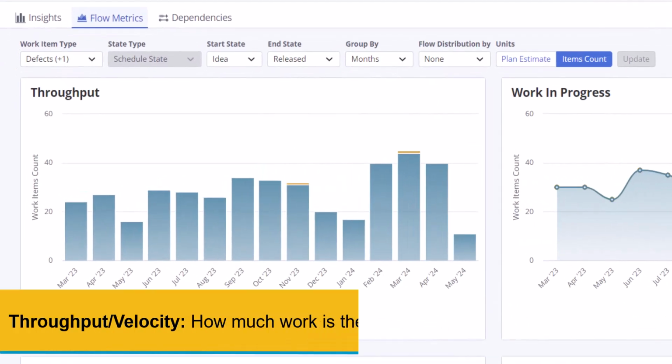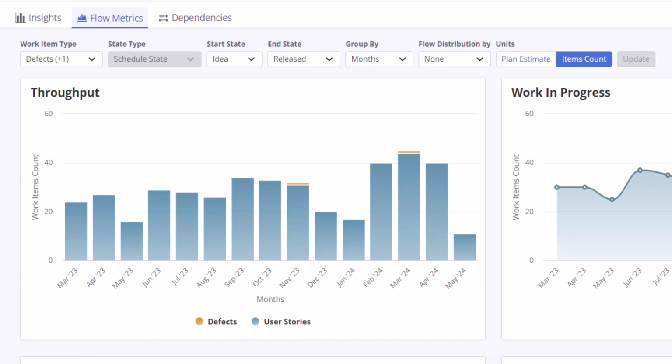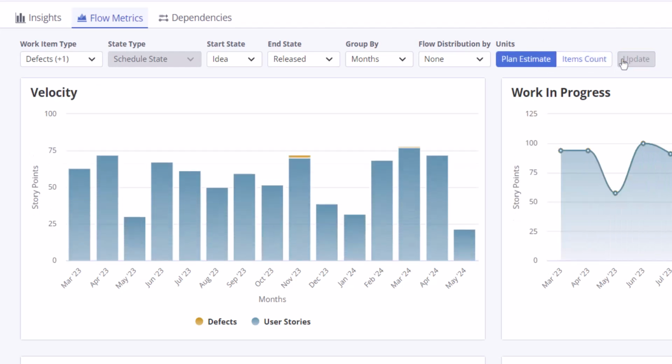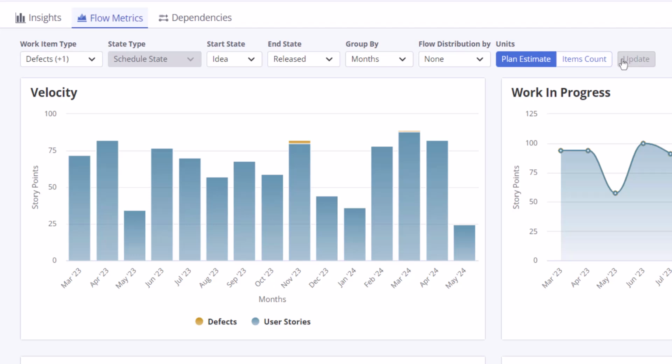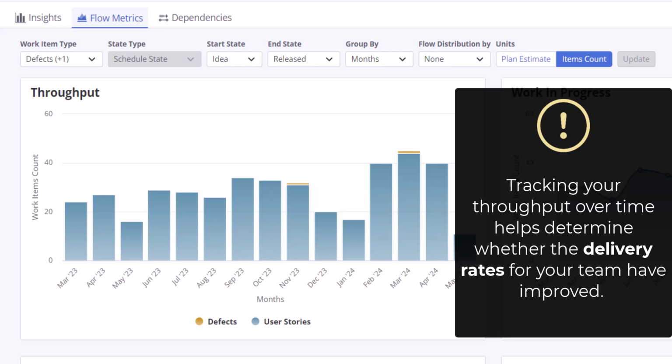The Throughput and Velocity chart answers the question, how much work is the team delivering? This chart tracks the number of work items that were completed in the selected time box. When Units is set to Plan Estimate, this chart tracks velocity, whereas when Units is set to Items Count, this chart tracks throughput. Tracking your throughput over time helps determine whether the delivery rates for your team have improved.